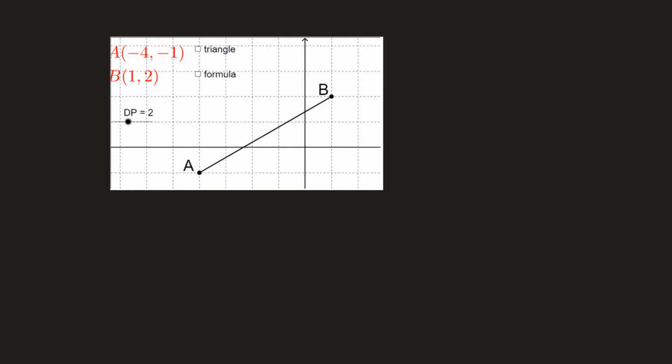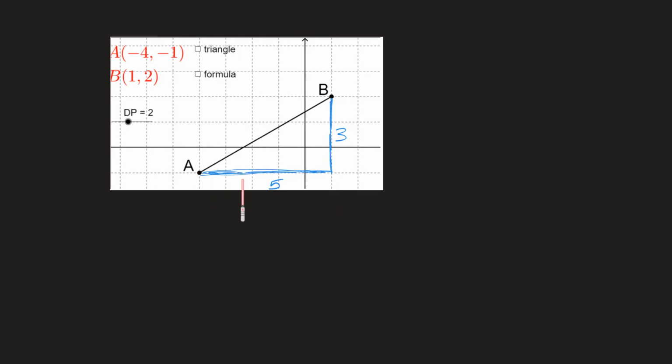So to start with, what I'm going to do is find out the horizontal distance and the vertical distance. So the horizontal distance, 1, 2, 3, 4, 5, is 5, and the vertical distance, 1, 2, 3. So what I need to do to find the midpoint is just halve the horizontal and halve the vertical distance.